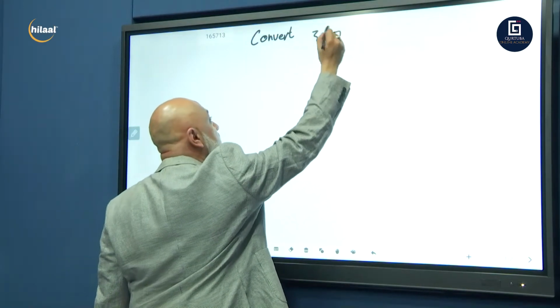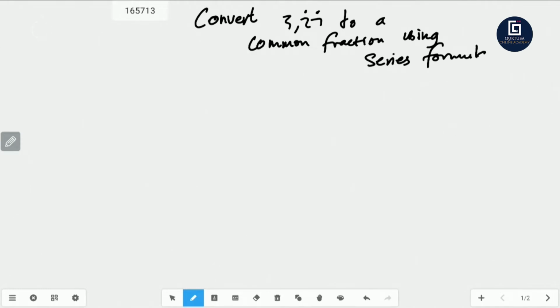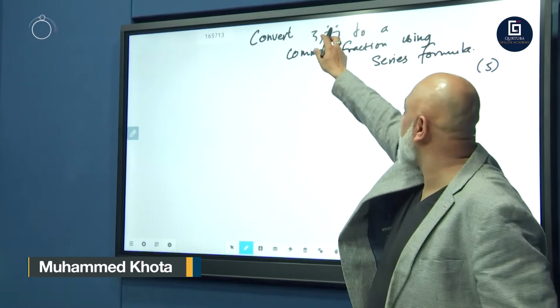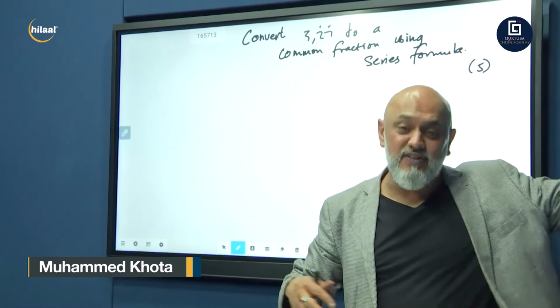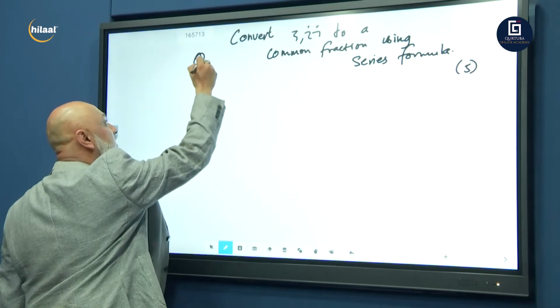Convert 3,27 recurring to a common fraction using series formula, for 5 marks. Now these are your higher order questions, guys. So take this question down. We know it's infinity. Why? Because it's recurring. 27, 27, 27 going on to infinity. So let's see, how would we answer this? So that's your question in your exam.